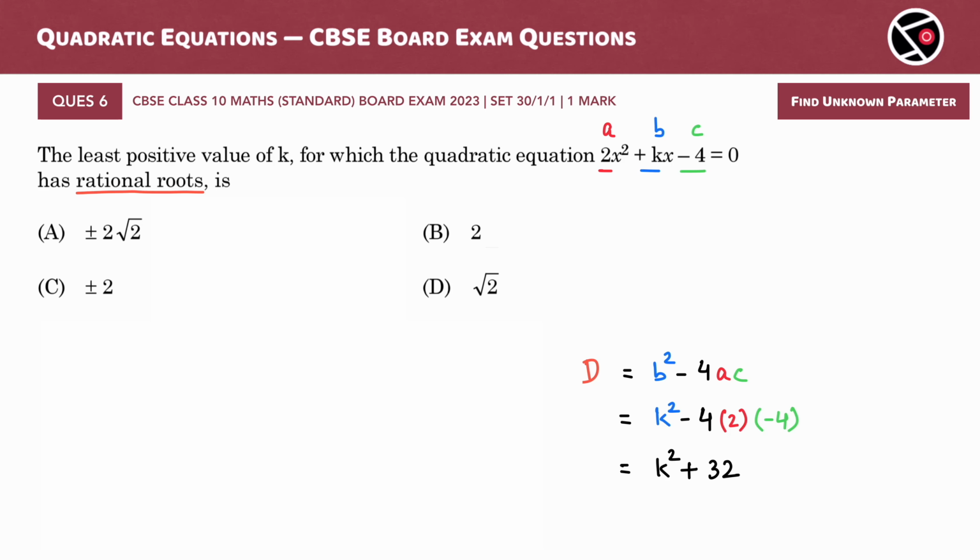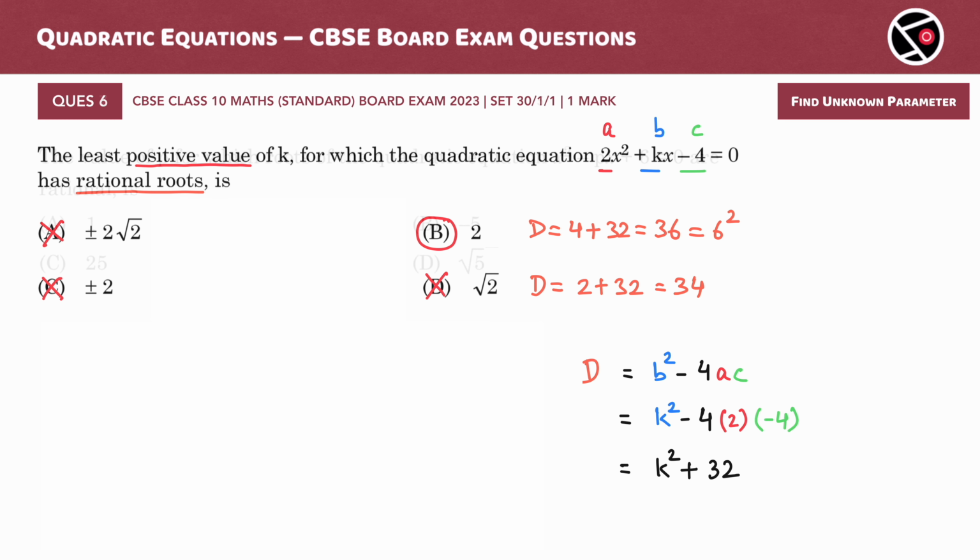Remember, we are looking for positive value of k. Option A and C are immediately eliminated. Both include negative values. Now let's test the remaining options. For option B, D is 4 plus 32 or 36, which is 6 square, a perfect square. For option D, the discriminant is 2 plus 32 or 34, not a perfect square. We drop D. Option B is our choice.